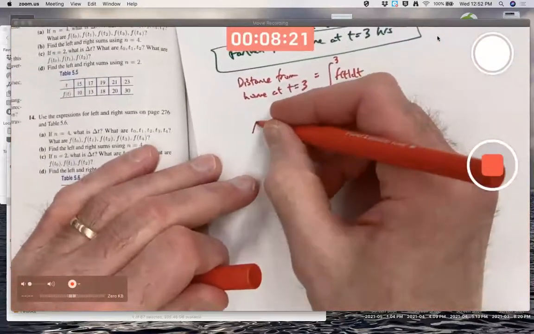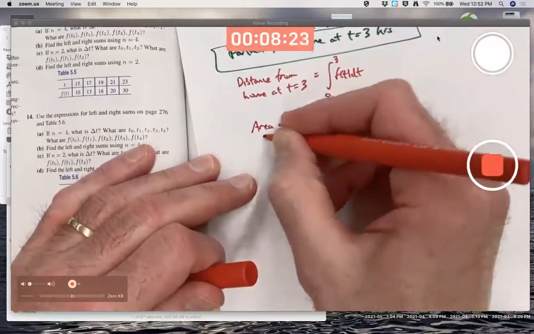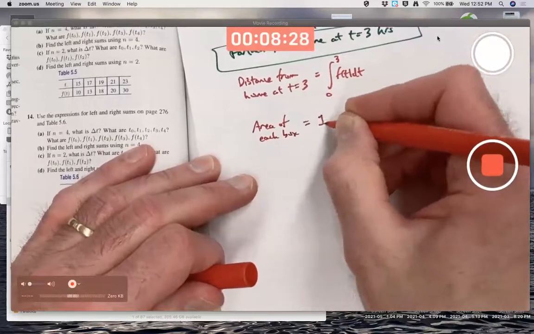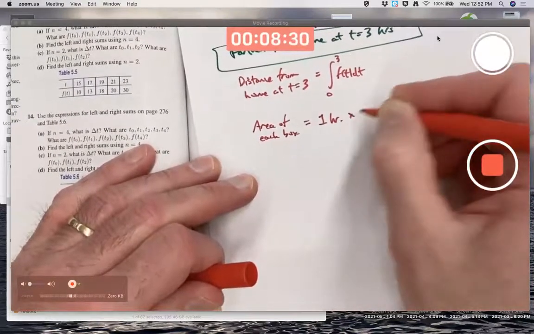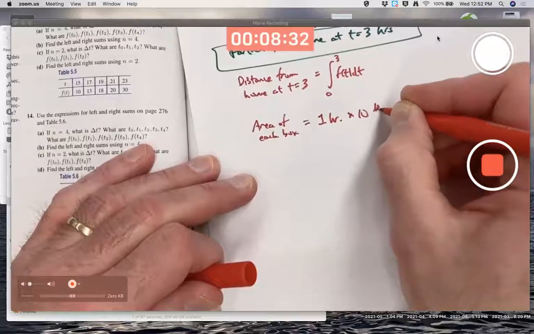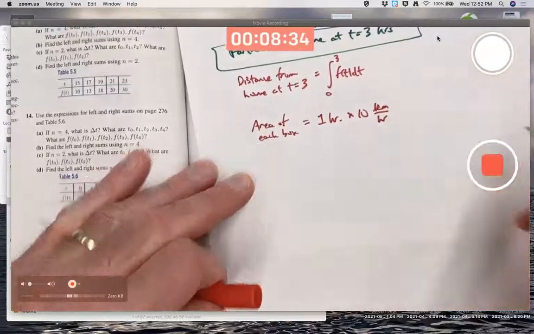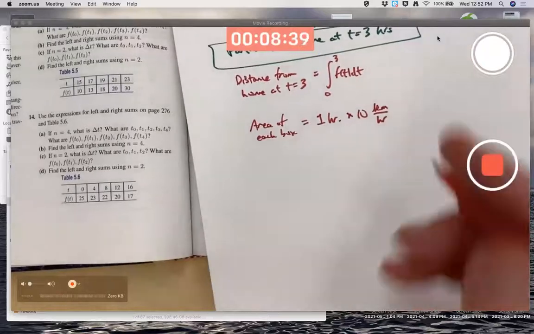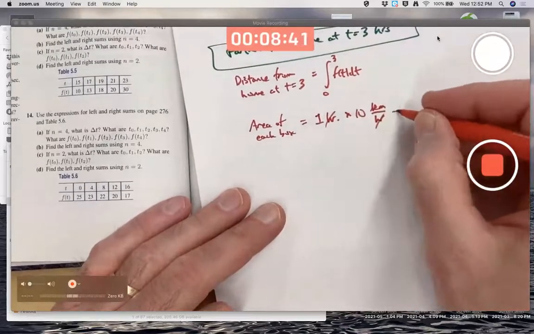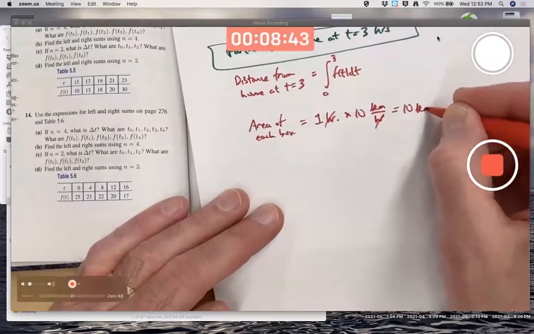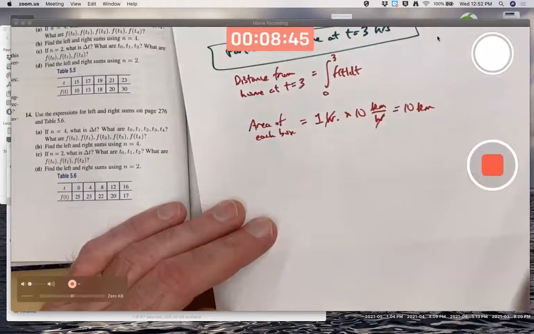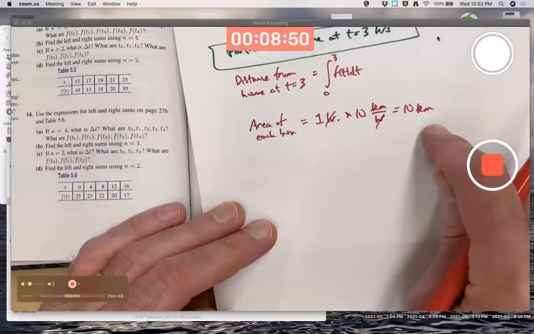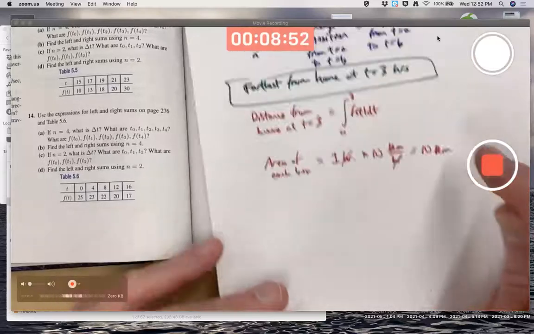The area of each box can be thought of as 1 hour times 10 kilometers per hour. And go ahead and use those units, even though those are not units of area. You can cancel the hours. The answer represents 10 kilometers. Each box has an area whose units we're going to write as kilometers, even though that's not units of area, because of the way the axes are labeled.